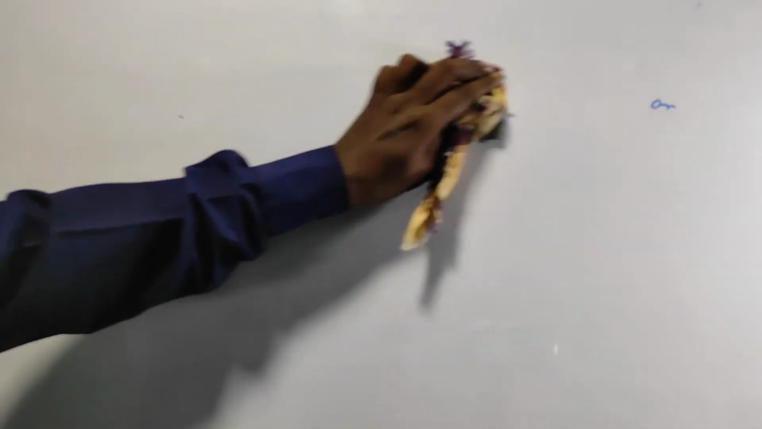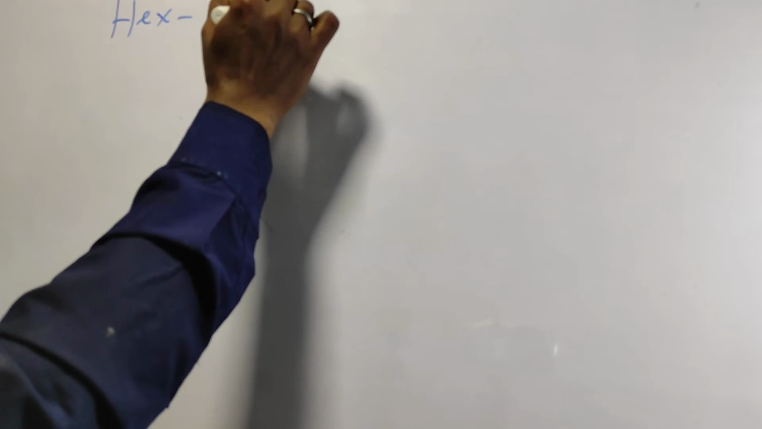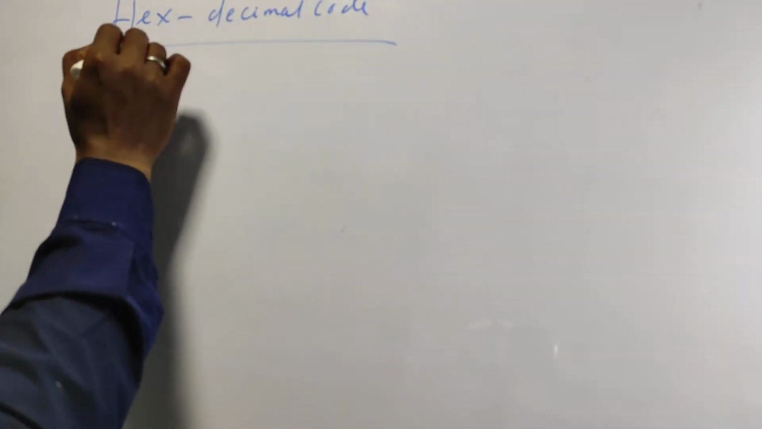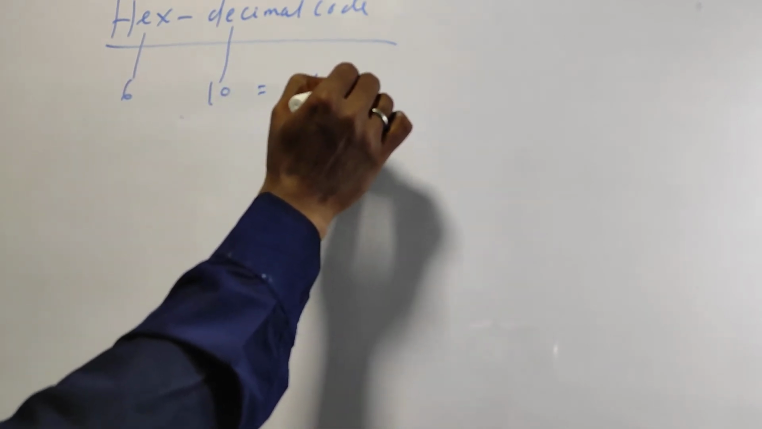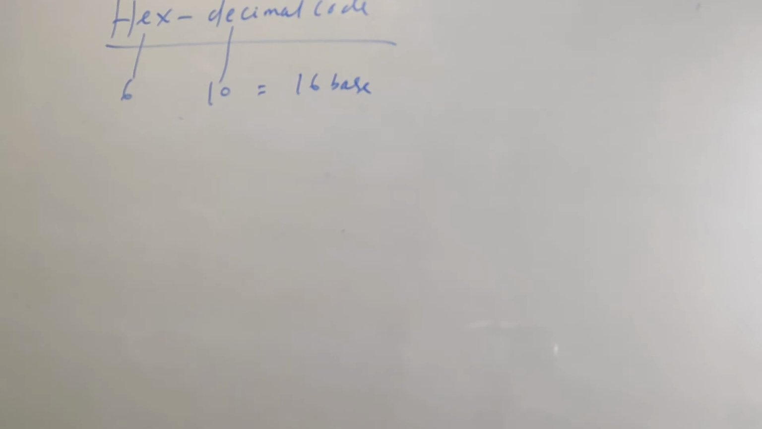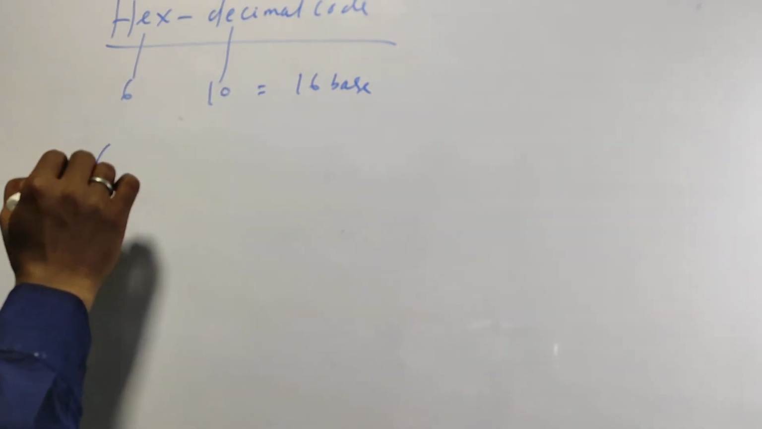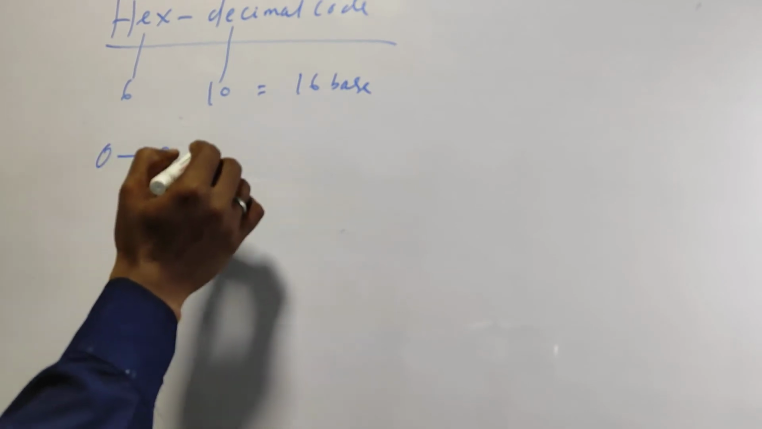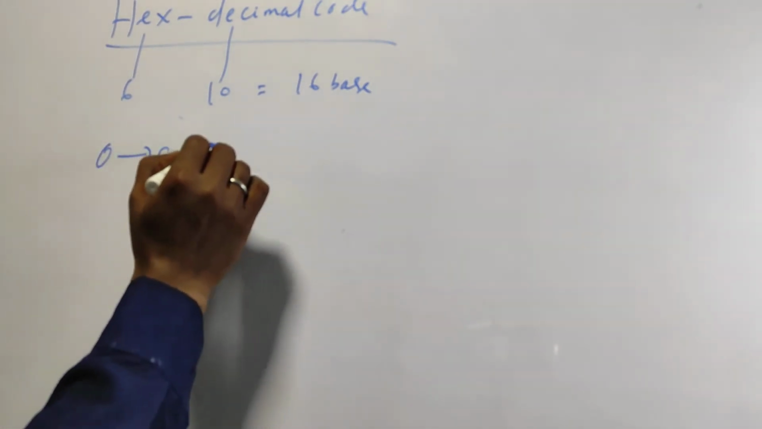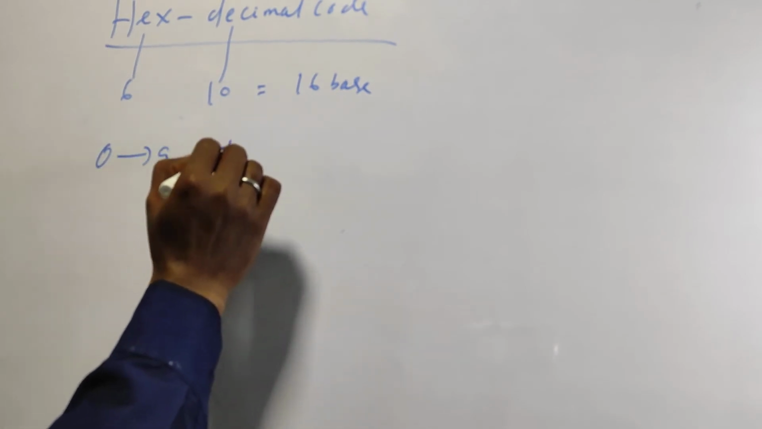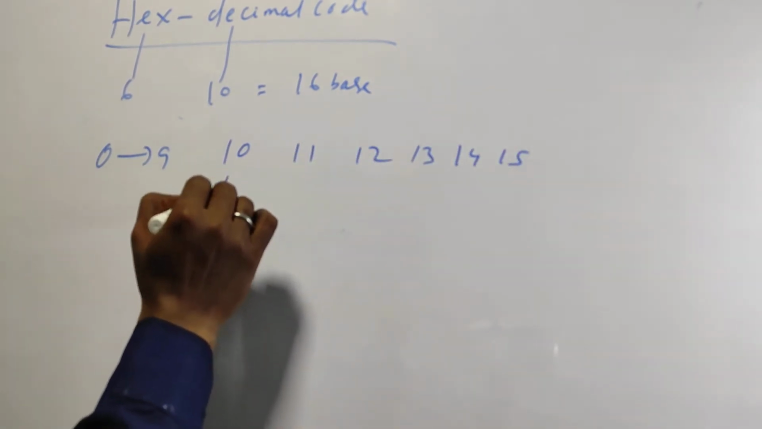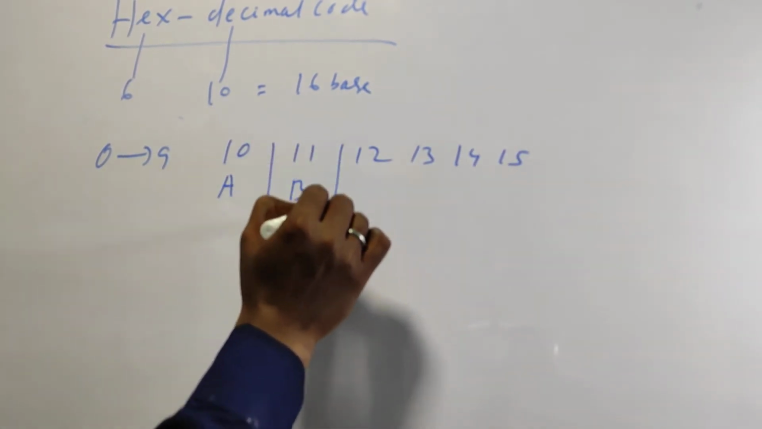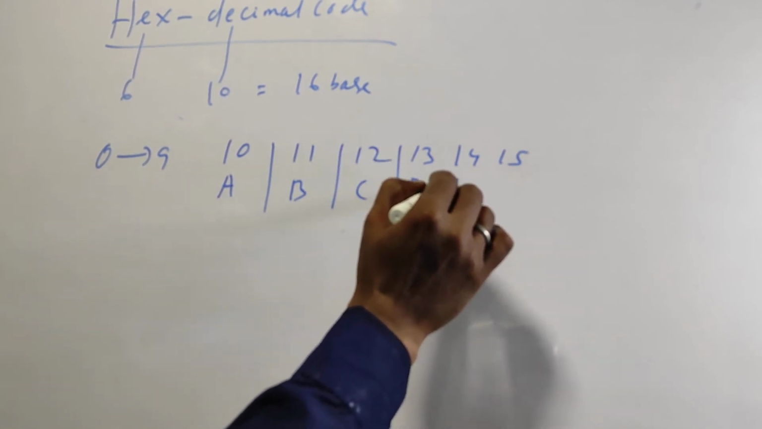Then hexadecimal code. What do you mean by hexadecimal? Hex means 6, and the decimal 10, that is 16. The base is 16. In the case of decimal we can write 0 to 9, but after 9 we use a code, that is 10 to 15: 10, 11, 12, 13, 14, and 15. So 10 equals A. You have to remember.